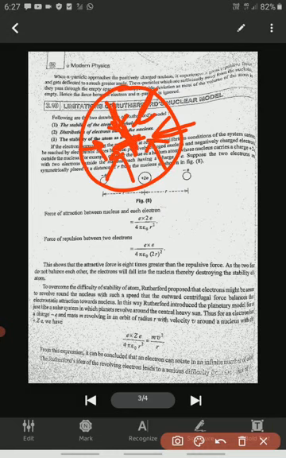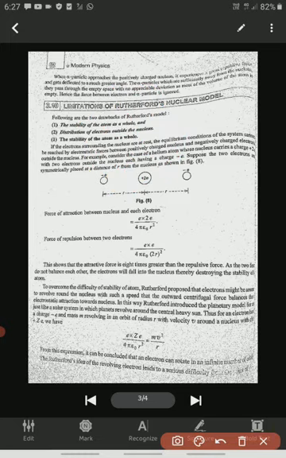So Rutherford explained this problem: the electrons are not at a constant position, but are moving or revolving around the nucleus. This point was given by Rutherford. Due to the revolving of electrons, the atom is not collapsed.